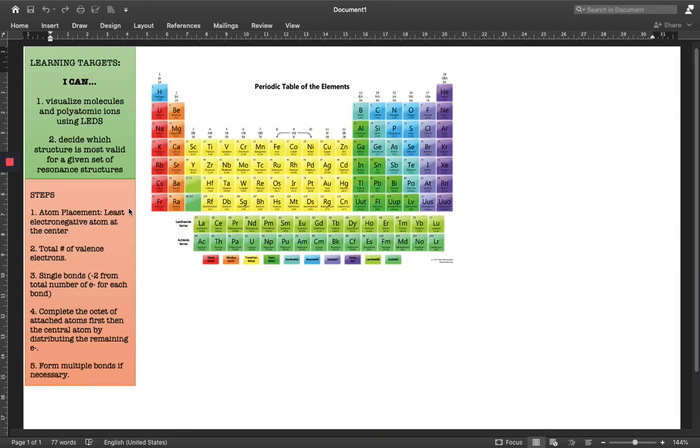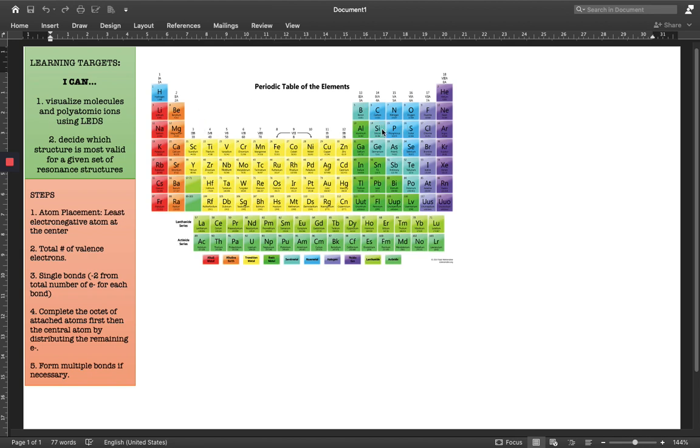Magandang araw everyone! In this video tutorial session, we will be visualizing molecules and polyatomic ions by drawing their Lewis structures and deciding which structure is most valid for a given set of resonance structures. We also provided here the steps in drawing or depicting the Lewis electron dot structures of molecules and ions, and if you don't have your periodic table with you, then we can just refer to the one provided.